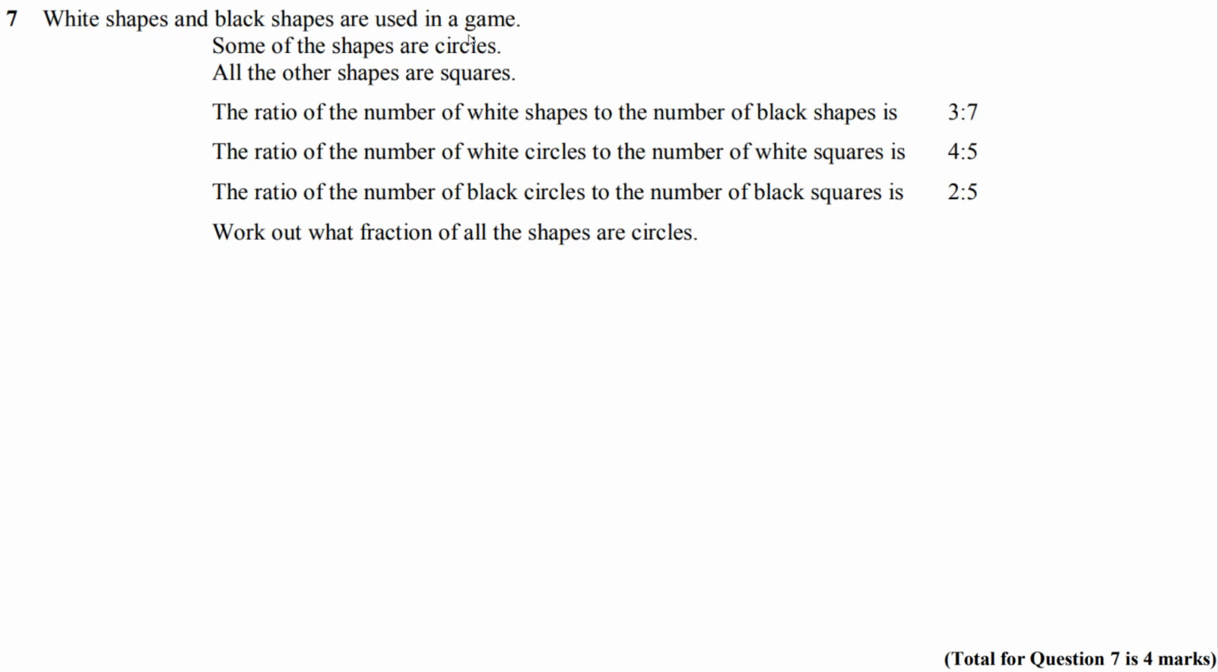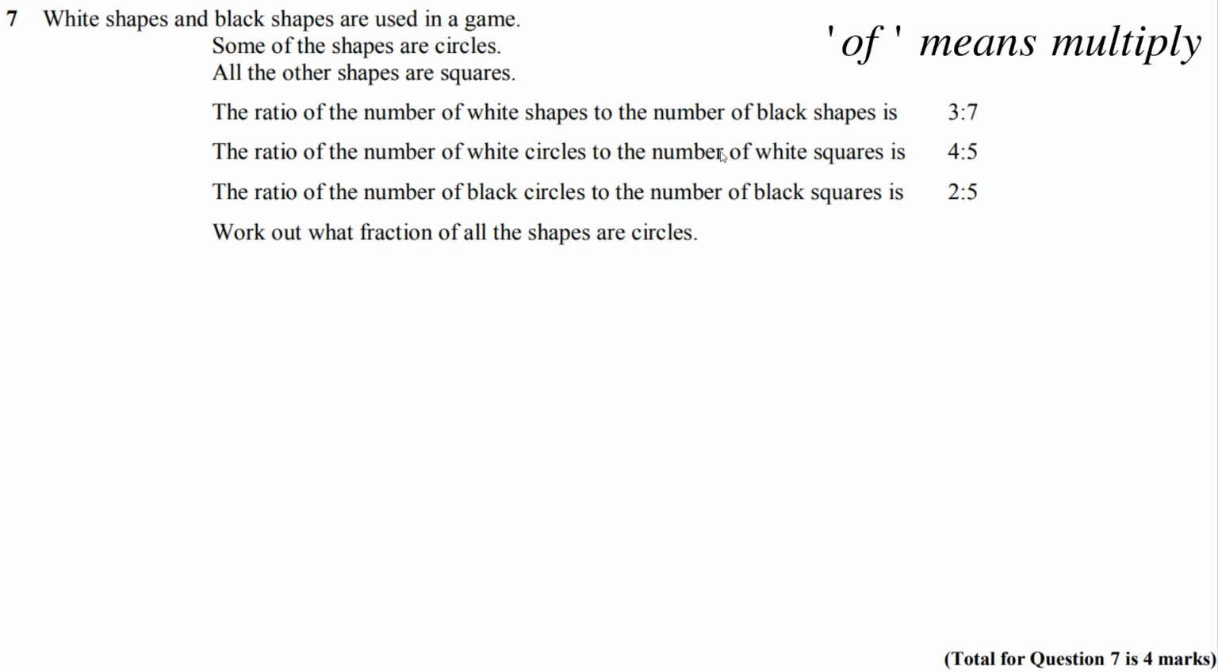White shapes and black shapes are used in a game. Some shapes are circles and the rest are squares. White shapes to black shapes is 3 to 7, and the white circles to white squares is 4 to 5. Black circles to black squares is 2 to 5. If you just look through this question, they've used "of" so many times. So 1, 2, 3, 4, 5, 6. We've used it tons of times. Whenever you see "of" in a question, it means multiply. So just remember that. Somewhere in this question, we're going to be using multiplying. Okay. Anyways, let's just carry on.